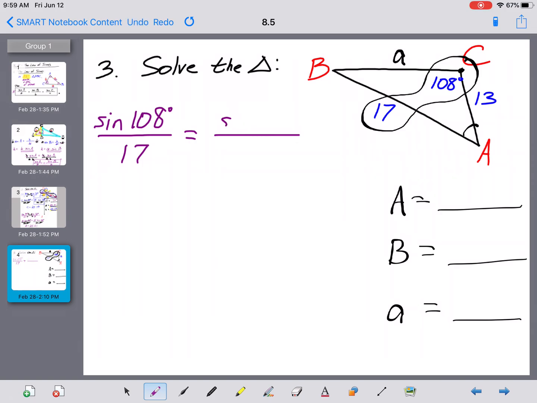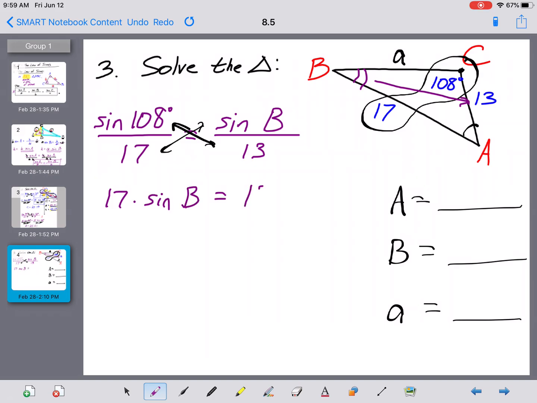Instead, we're now going to go with the sine of angle B. And this works better because we know the length of the side that's opposite from angle B. That side length is 13. So that's just one unknown, as opposed to what I set up a second ago that had two. Okay, guys, we are going to cross multiply here just like we did before to get 17 multiplied by the sine of angle B is equal to 13 times the sine of 108 degrees.